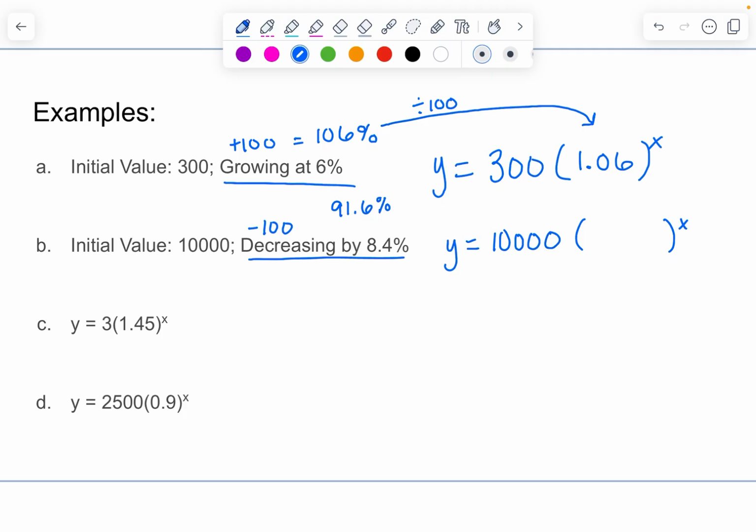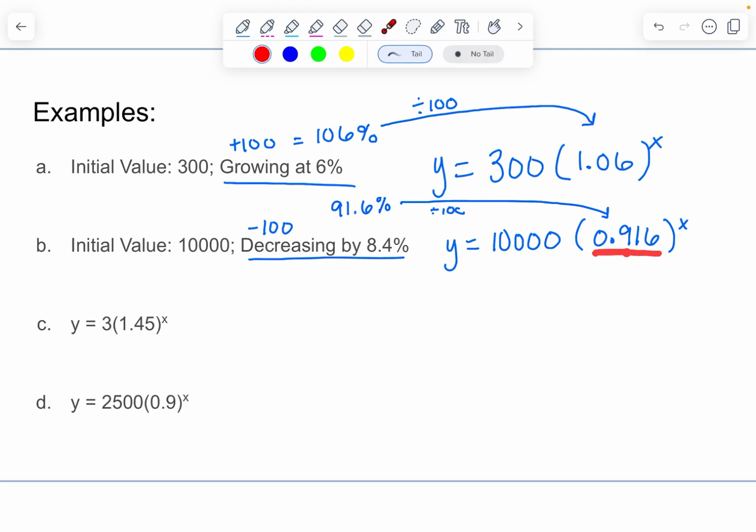Is that 91.6? Now I'm second guessing my math on that. Hold on. Yeah, 91.6. So it gets 91.6%. Converted into a decimal, again, meaning I divide it by 100 when I get done, I get 0.916. So remember with these kinds of problems that this number should be smaller than 1 if it's a decreasing, a decay situation, and that number should be bigger than 1 when it's a growth situation.